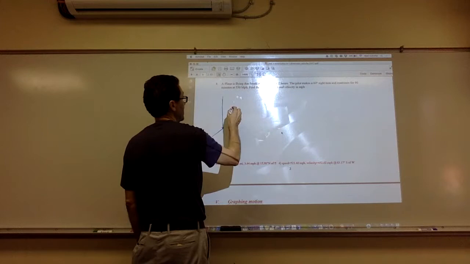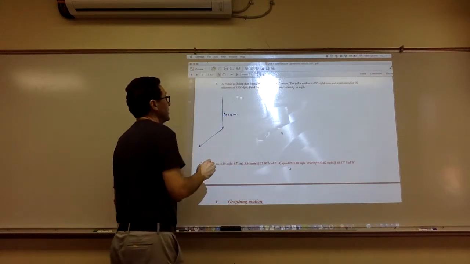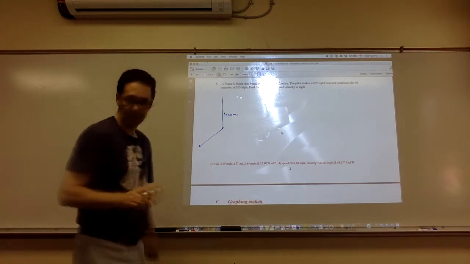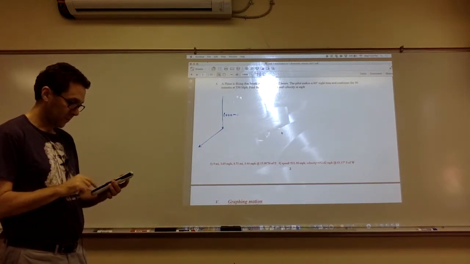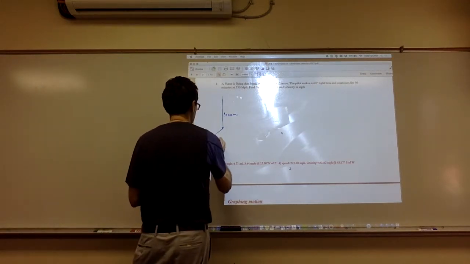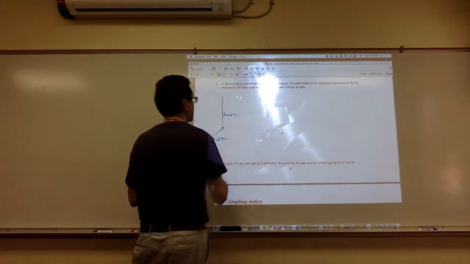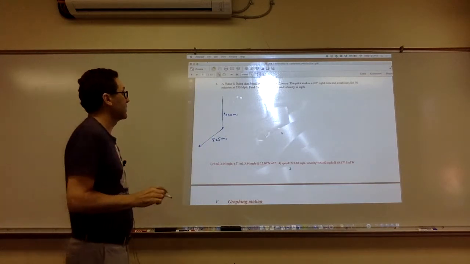So if we do v equals d over t, this is going to be 1,000 miles. The other one is going to be 550 times 90 minutes, which is an hour and a half, times 1.5. This is 825 miles. Okay. Find the plane's speed and velocity.